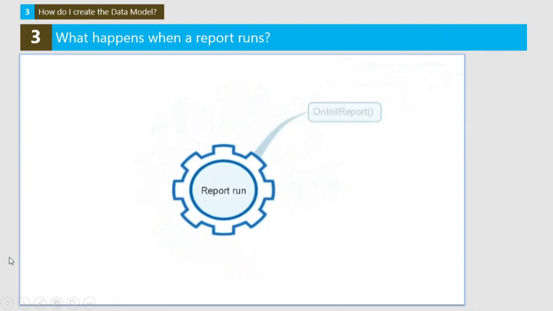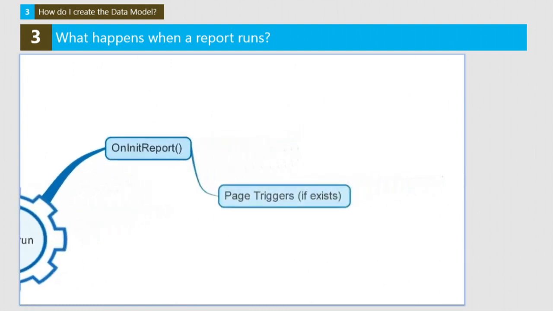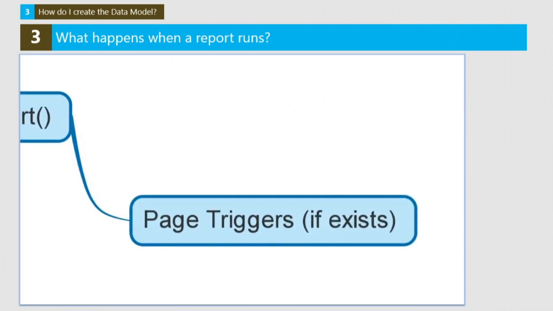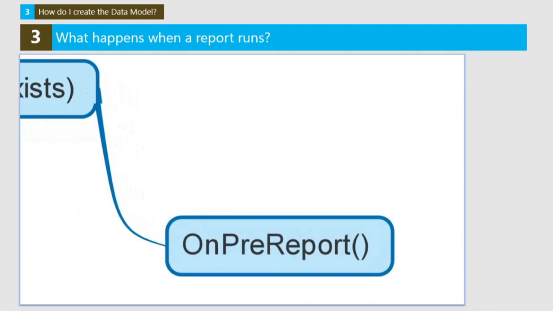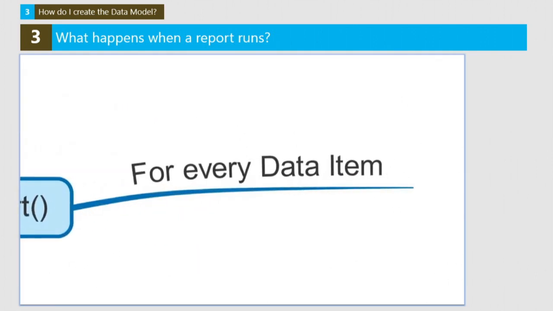So if you're going to run a report, let's see what happens if we are going to execute it. The first trigger which is going to be run is the onInit report trigger. Then the system is going to have a look if there is a request page, and if it exists, it will run the page triggers. After that, the onPre report trigger will be executed.